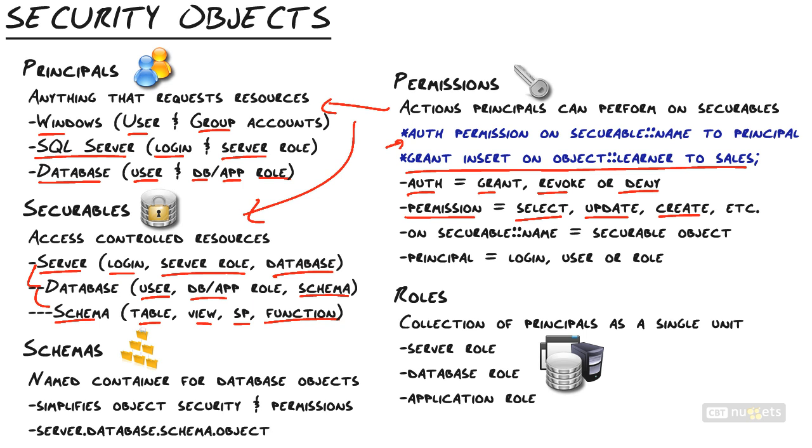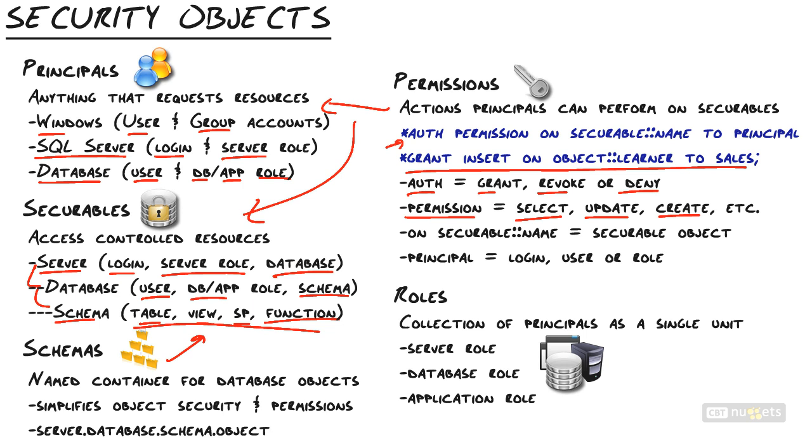One more important security object here is schemas. So schemas are a lot like roles. Roles are there to group up our principals to make managing security at the user level that much easier. Schemas are there to group up our low-level database objects: tables, views, stored procedures, functions. That way, we can manage permissions against these objects, again, at a high level. So these are going to be the main security objects that we're going to be working with when it comes time to implement security.